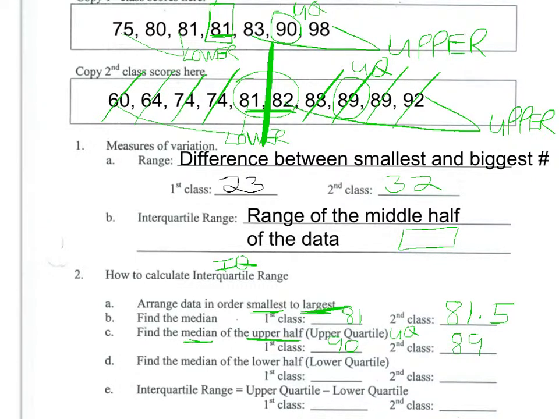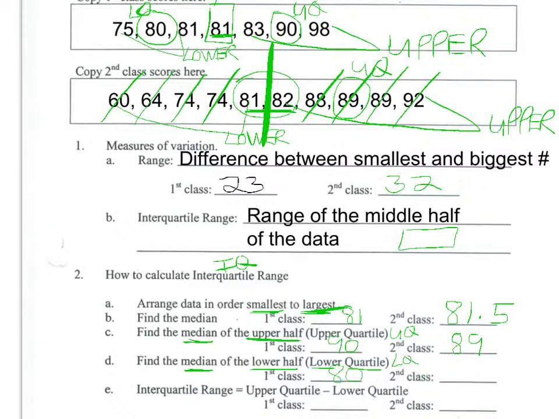Okay, lower quartile, which we'll say is LQ, that's just the median of the lower half. So now I'm going to look at the lower half for both sets of numbers. If I look at the first class, the lower half is just 75, 80, and 81. So real easy, this 80 is the median for the lower half. So I'll say that's the LQ. So I'll put 80 right here when I fill this out.